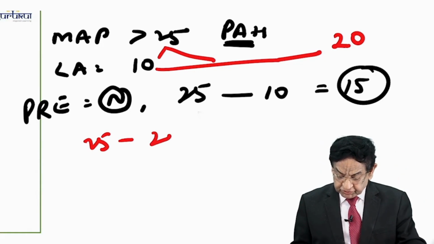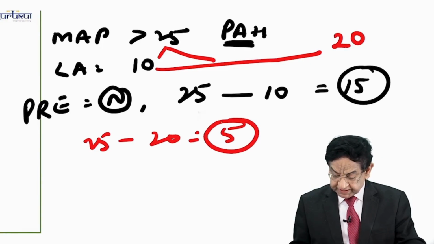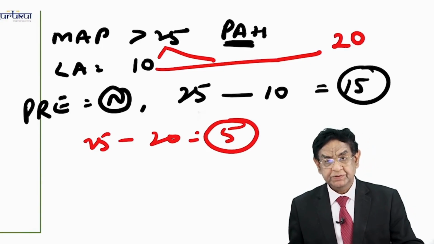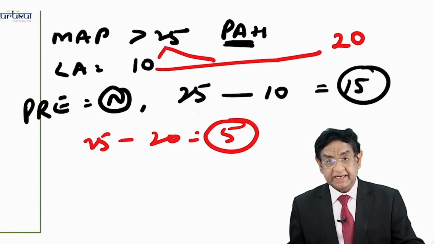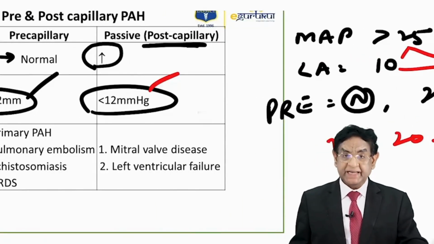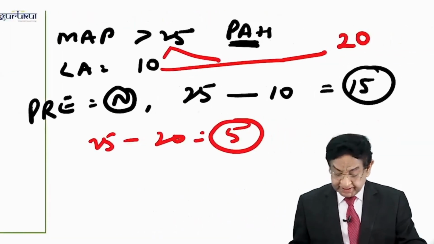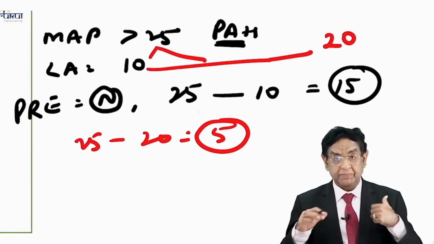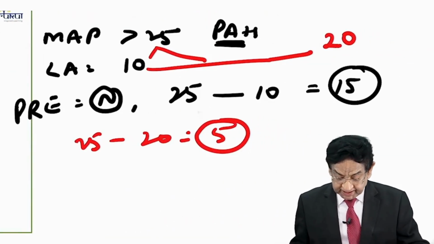25 minus 25 is there. So this gradient is less than 12. Less than 12. So I repeat again, because we medicos have poor mathematics, including me also. I hope I have done the right calculation.